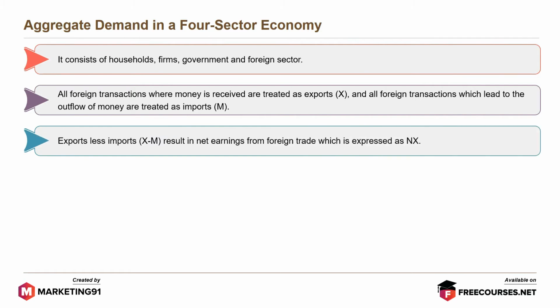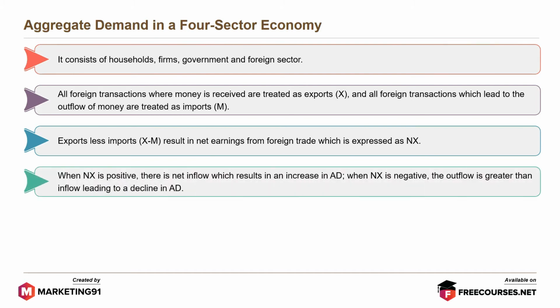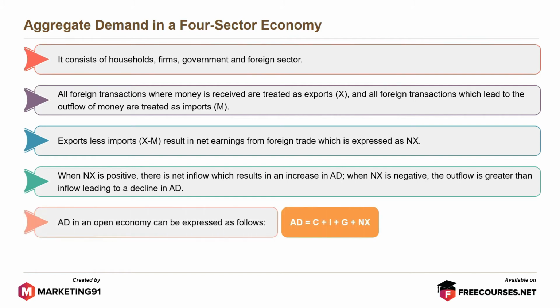Exports less imports, or X minus M, result in net earnings from foreign trade, which is expressed as NX. When NX is positive, there is a net inflow which results in an increase in AD. When NX is negative, the outflow is greater than the inflow, leading to a decline in AD. AD in an open economy can be expressed as AD equals C plus I plus G plus NX.